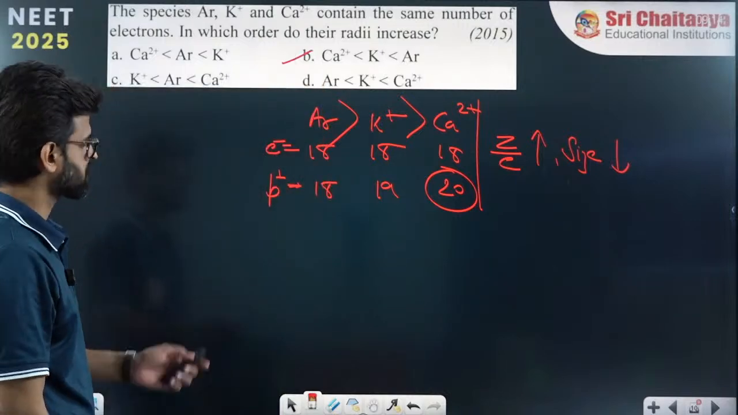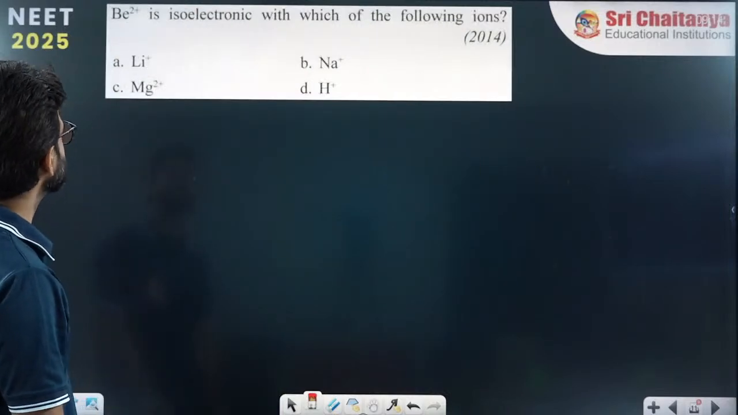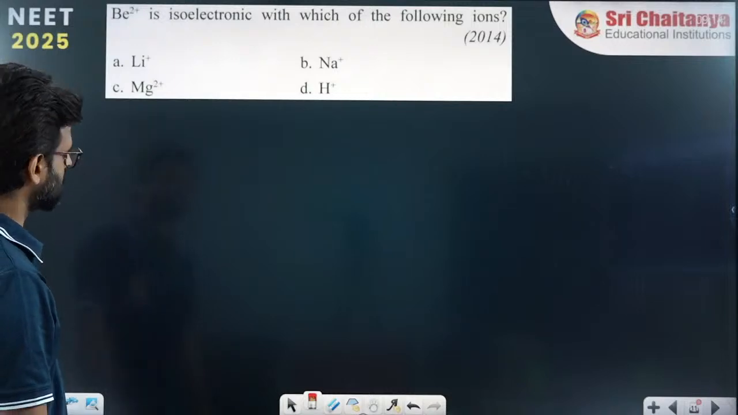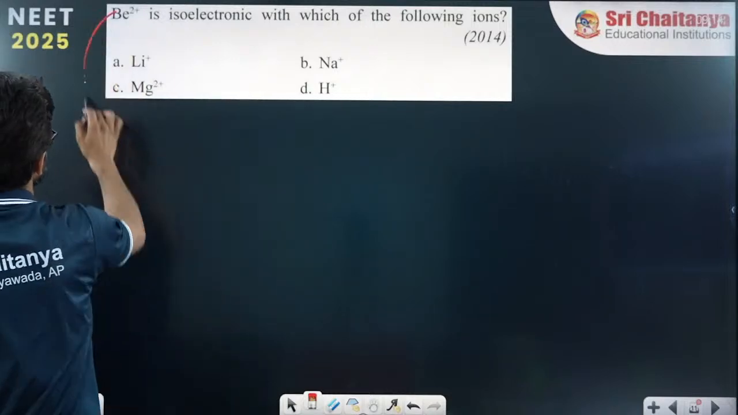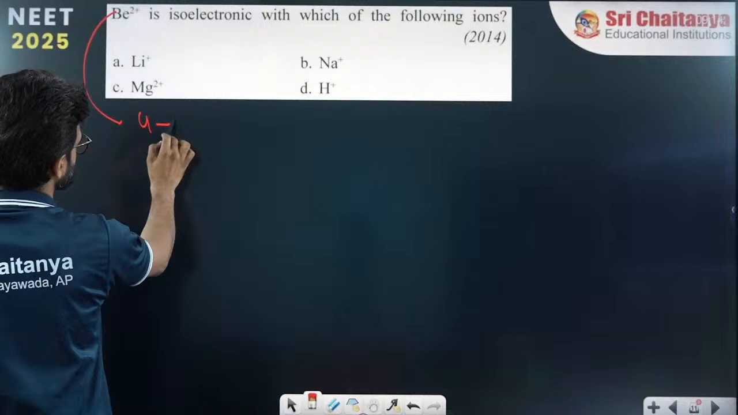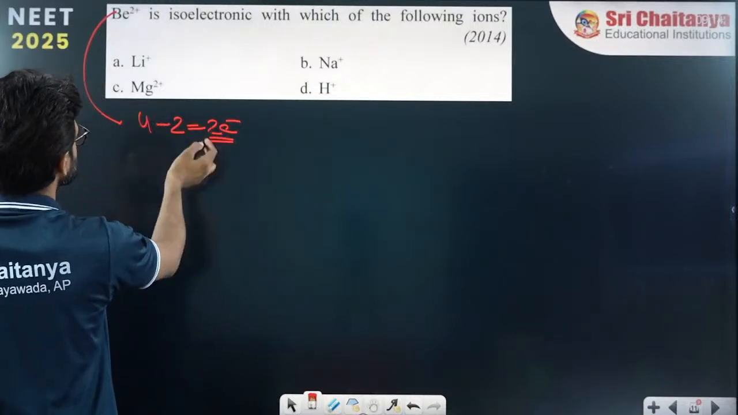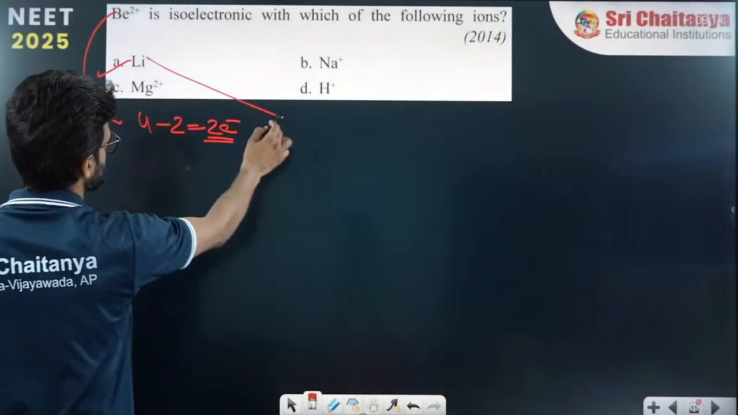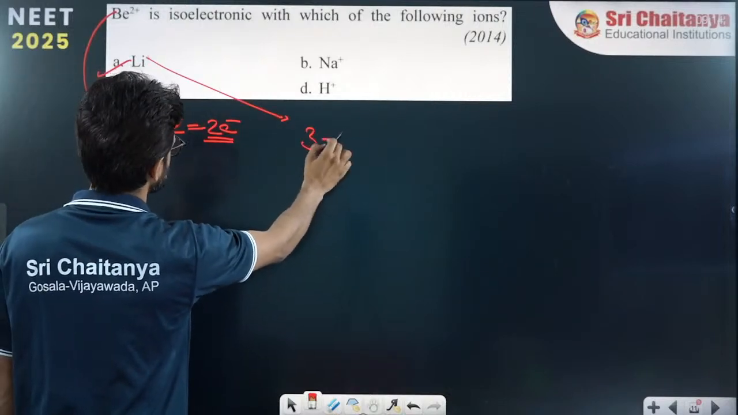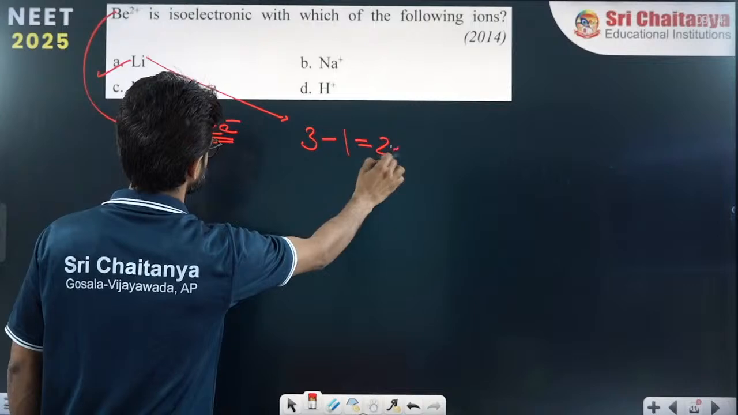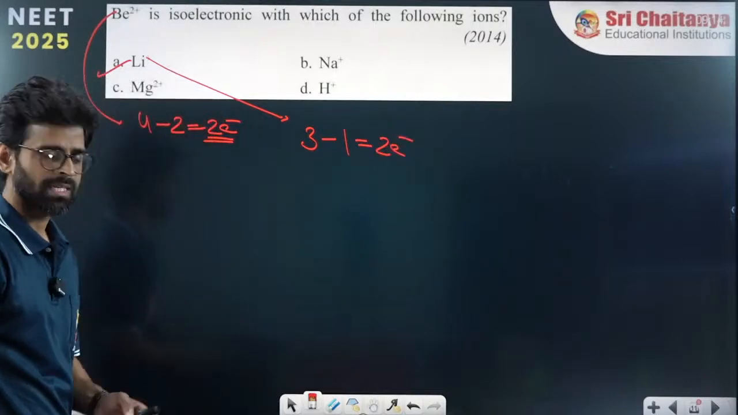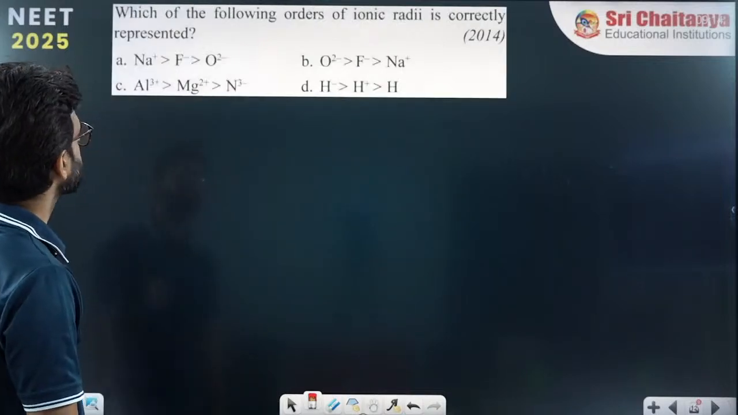Good. The next one is, beryllium plus 2 is isoelectronic with which? Beryllium has 4 electrons, plus 2 means 2 are gone. So how many remain? 2 electrons. Which is having 2 electrons? Lithium plus: lithium has 3 electrons, 1 gone, so again it has 2 electrons. So both are isoelectronic. Easy answer again.